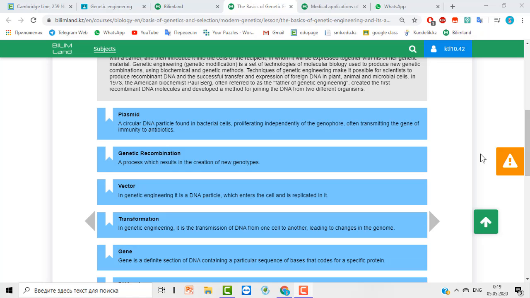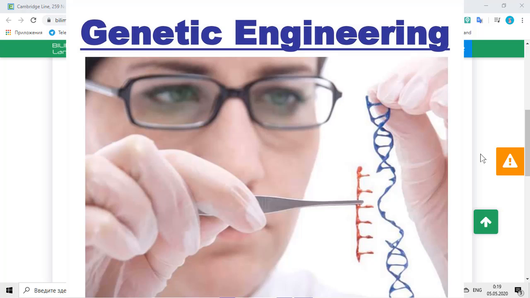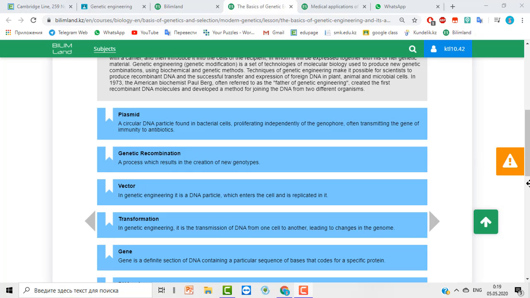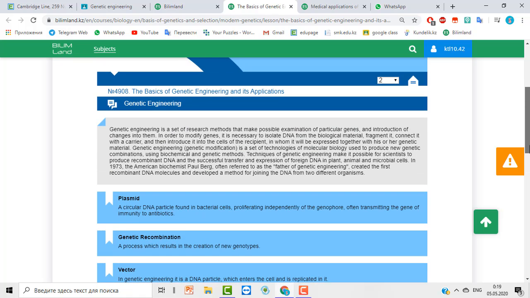Today we are going to pass a new topic, 13.5 chapter, Genetic Engineering, page 182. So, genetic engineering: how to insert genes into an organism and produce new organisms. Today we will pass about this kind of processes.